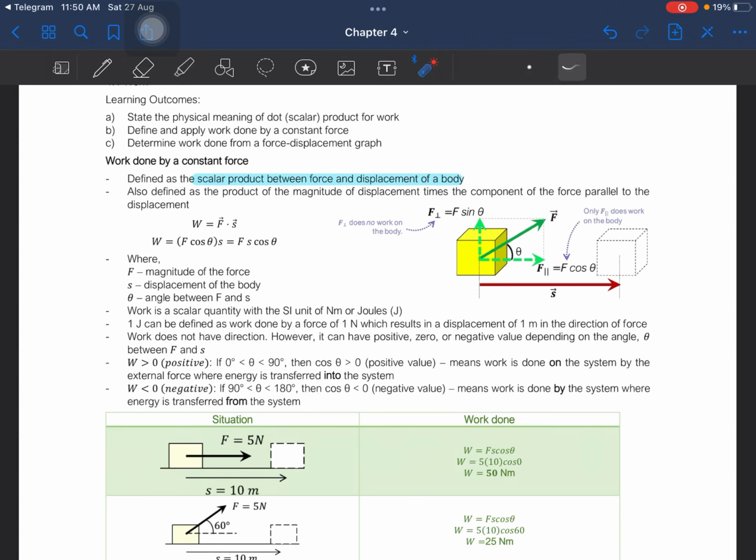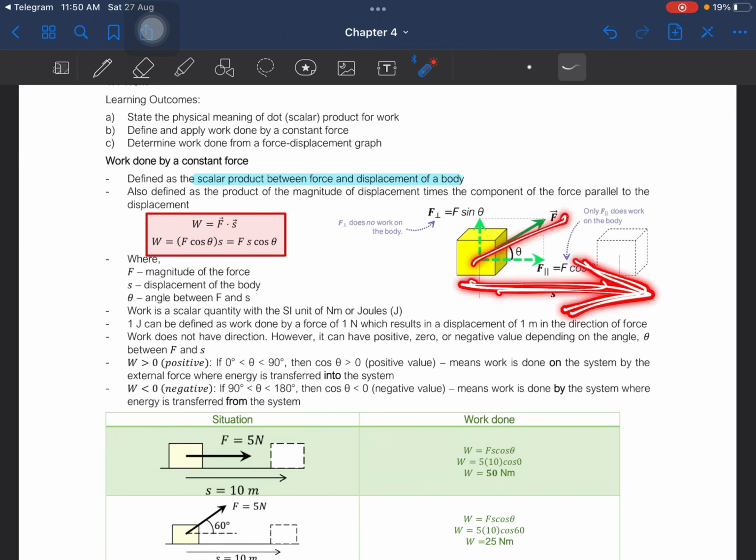It can also be defined as the product of the magnitude of displacement times the component of the force parallel to the displacement. Mathematically it can be written as shown here, where F is the magnitude of force, S is the displacement of the body, and theta is the angle between F and S. This is the displacement, so your theta is here.